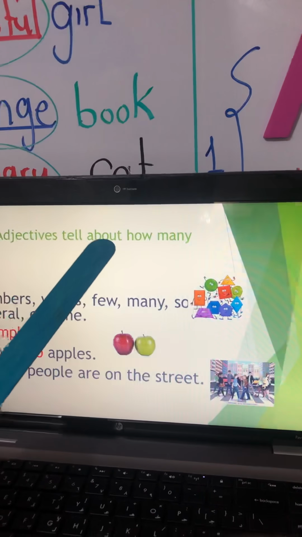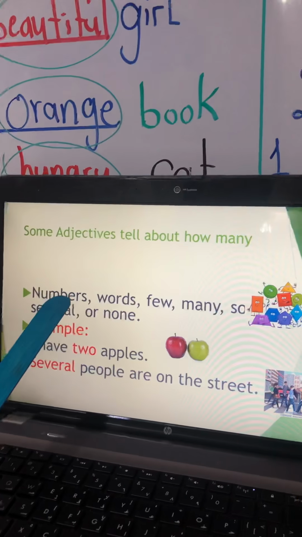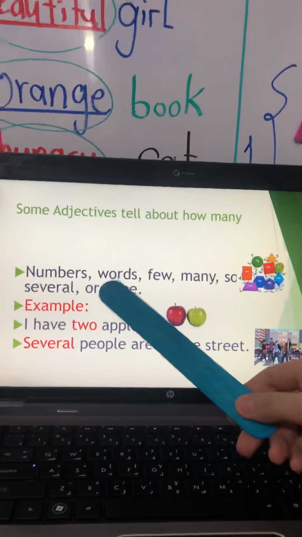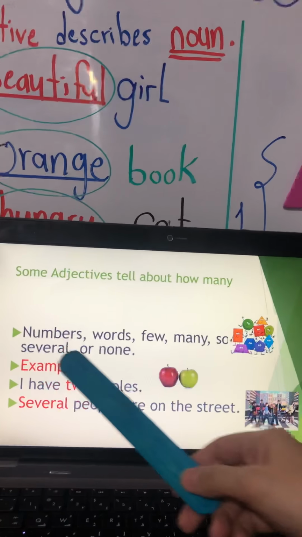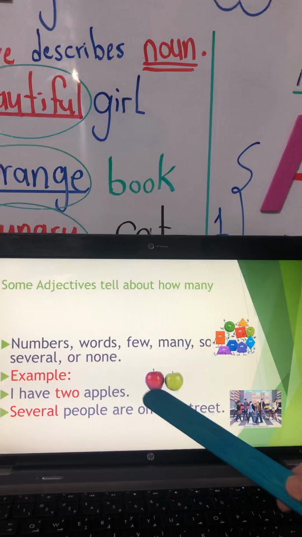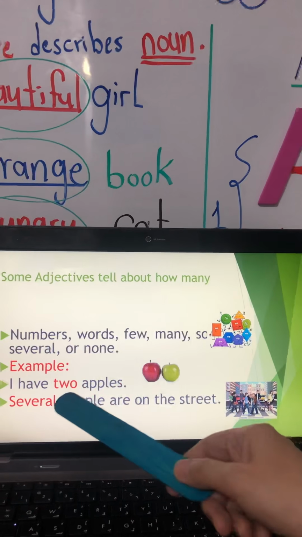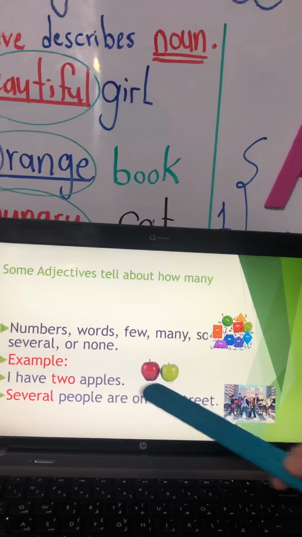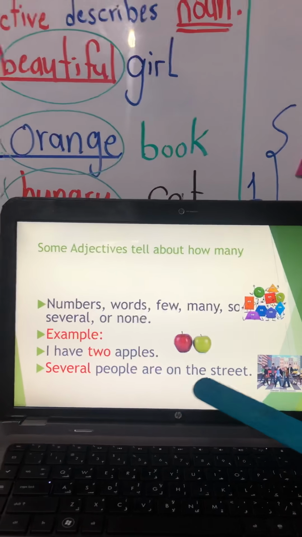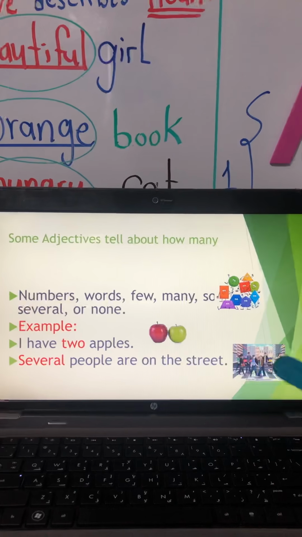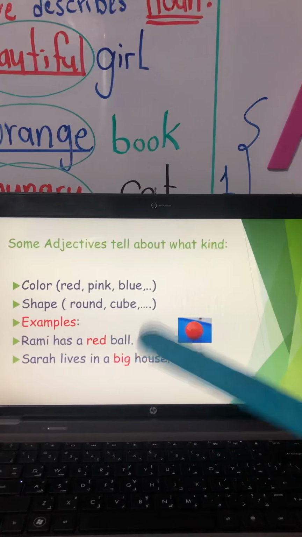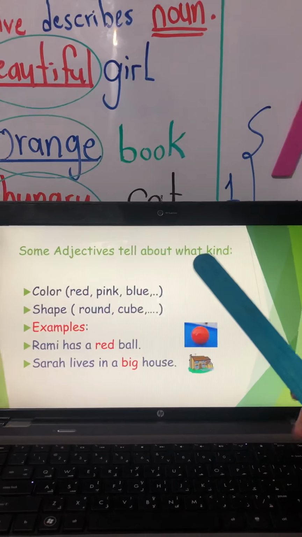Some adjectives tell about how many. Numbers, words, few, many, several, or none. For example, I have 2 apples. Look at this picture. I have 2 apples. It gives me more information about the apples. Several people are on the street. Look at the picture. I have several people, not only one, more than one.